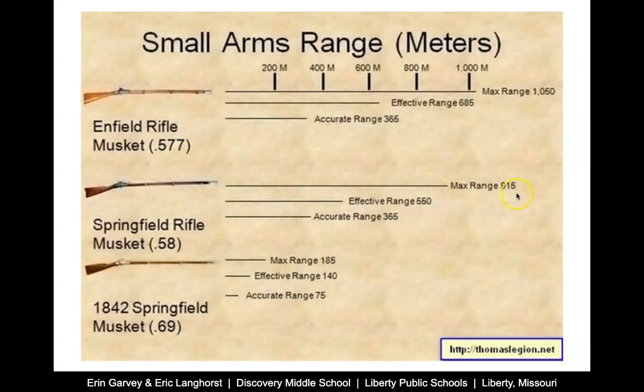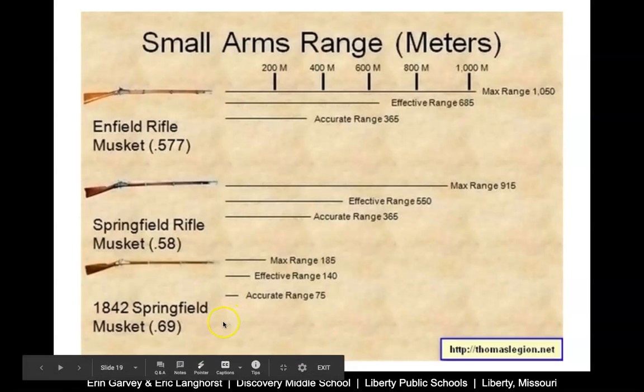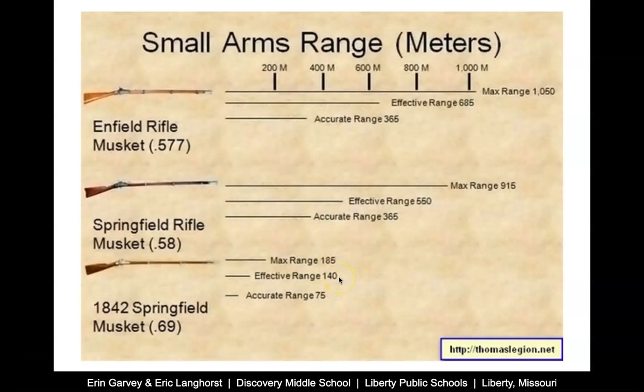So this is just a chart that I found that helps describe it a little bit. When you're talking about a musket, like the types of muskets that they would have used during the Revolutionary War, kind of down here in this area, accurate range is going to be about 75 meters. Effective range is about 140 meters. But then when we get to the Enfield rifle, you're talking about an accurate range of like 365 compared to 75 here, okay? And an effective range of like 685 meters compared to 185, okay?